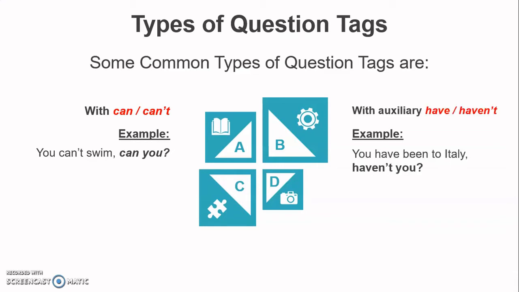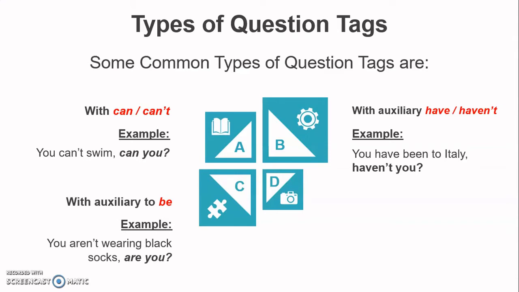We can also make question tags with auxiliary verb have or haven't. For example, you have been to Italy, haven't you? Third, with auxiliary verb to be. You are not wearing black socks, are you?